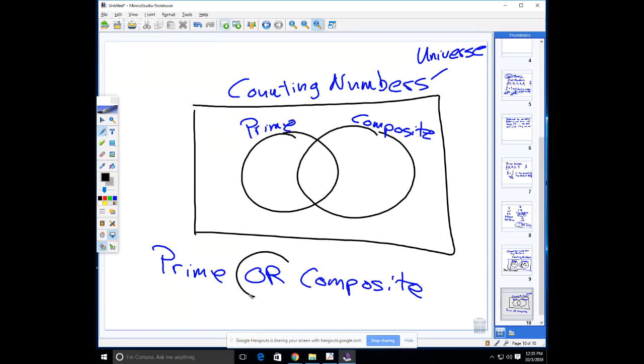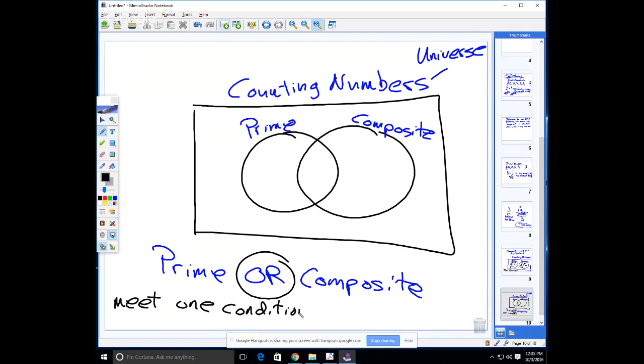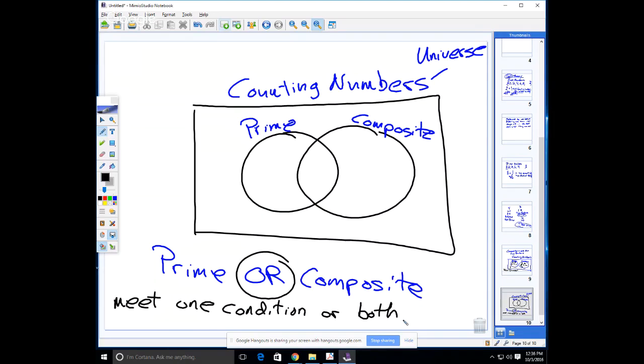So just a reminder, or in math means meet one condition or both. So I could meet the first condition, I'm in the or set. I could meet the second condition, I'm in the or set. I could meet both conditions.